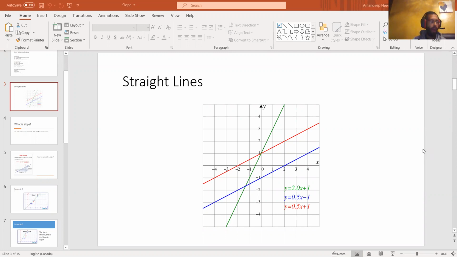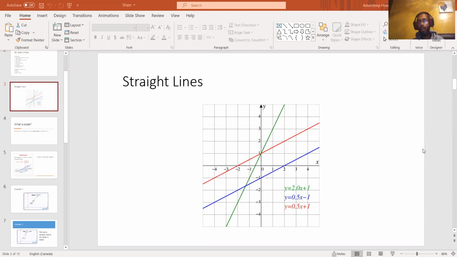Today I'm going to talk about how to calculate the slope when you have 2 points. Before I do an example of that, I just want to remind you what slope is.